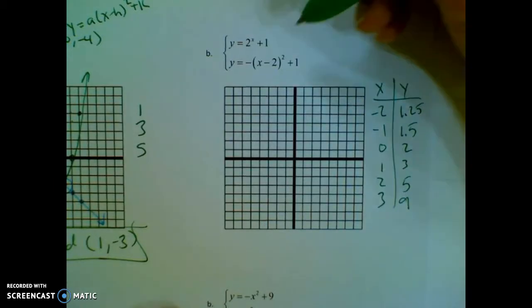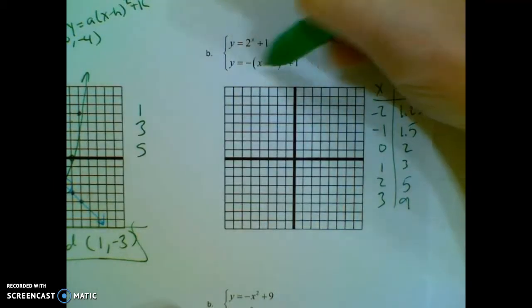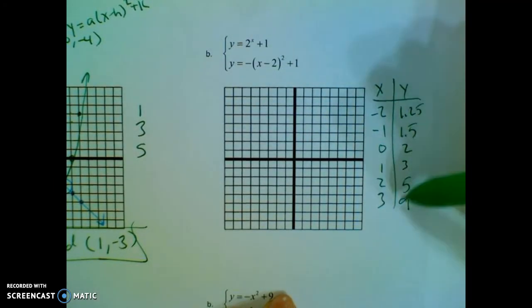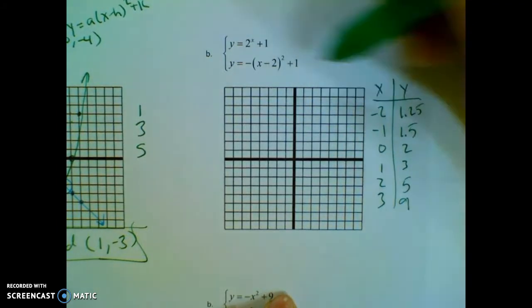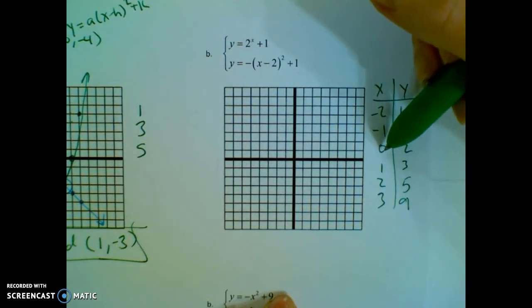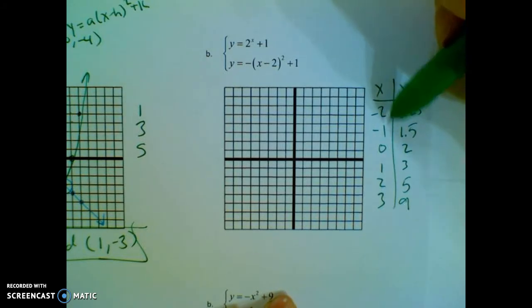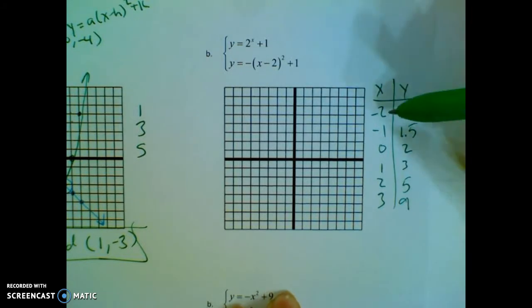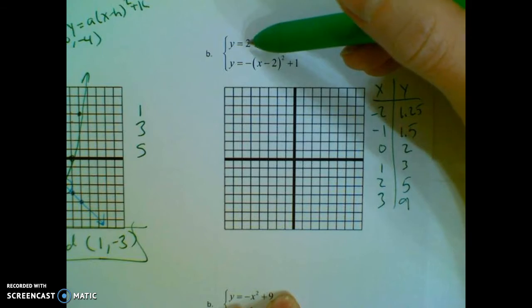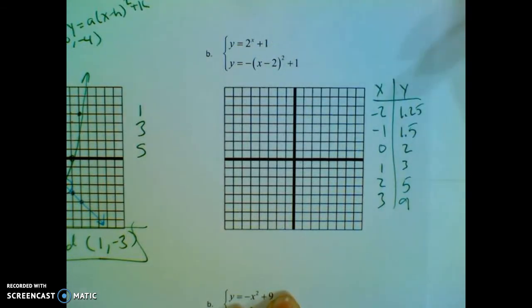Alright, question B. This one has an exponential and it has a quadratic. I went ahead and just made the table already, but you just plug in the values. So I always want to do at least 0 and 1 just to see where those guys are. So I just chose -2 through 3. So I just plugged in -2. You can use your calculator, so plug in -2 plus 1, you get 1.125, etc.